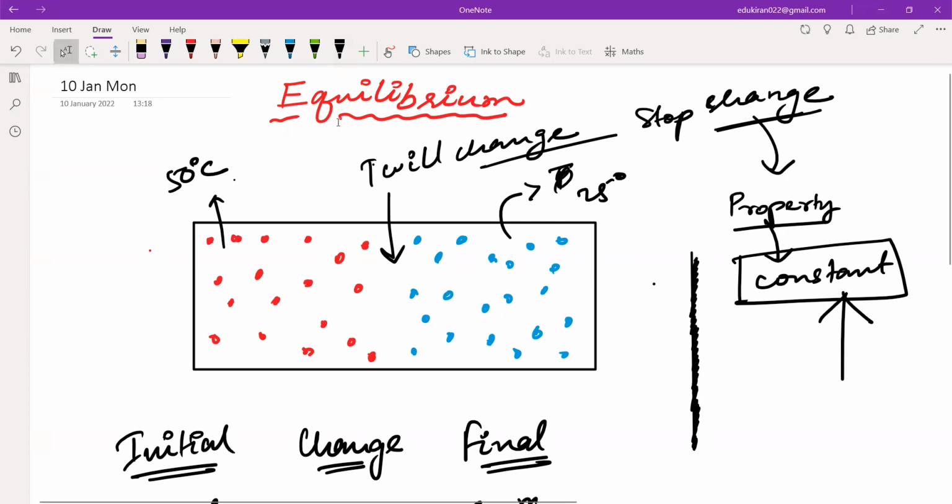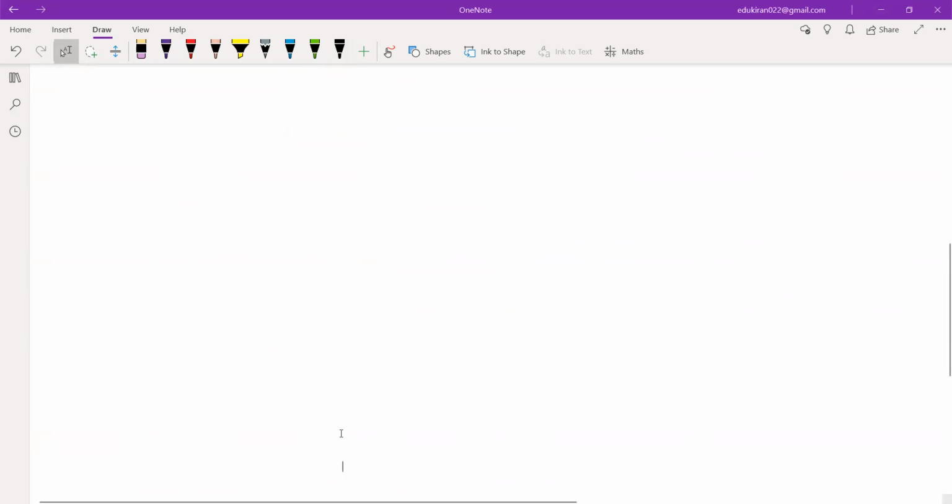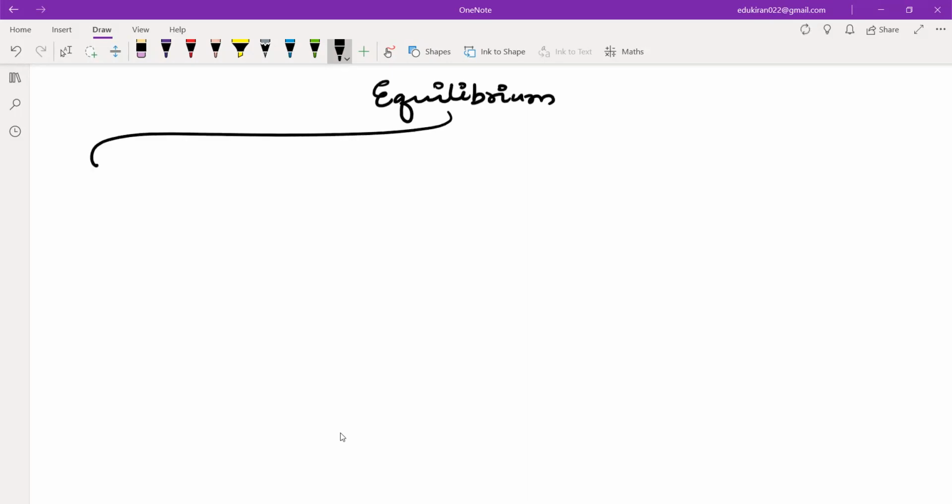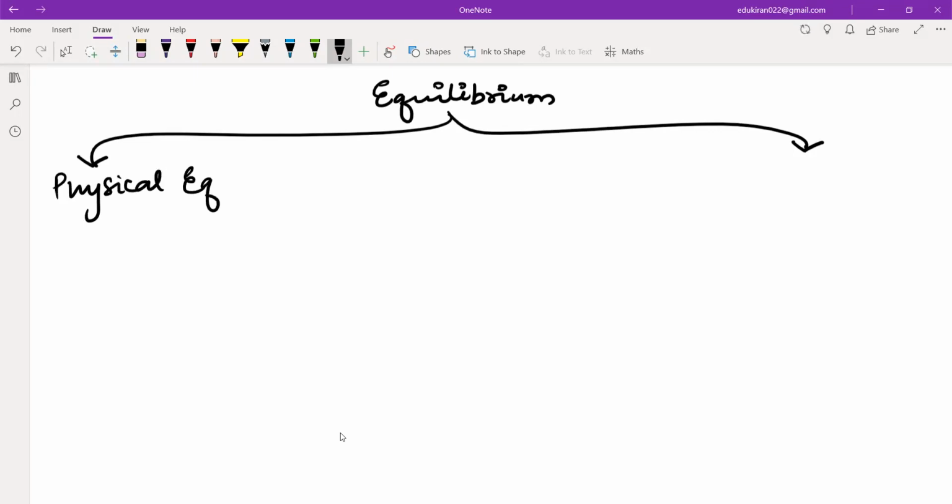Next is the equilibrium. In your book, it has been classified into two types, that is physical equilibrium and chemical equilibrium. Physical equilibrium is the equilibrium which mostly is concerned with physical changes. So we call that physical equilibrium. And then you have those that involve chemical changes, which we call chemical equilibrium. Now, what do you think can be there in physical equilibrium?